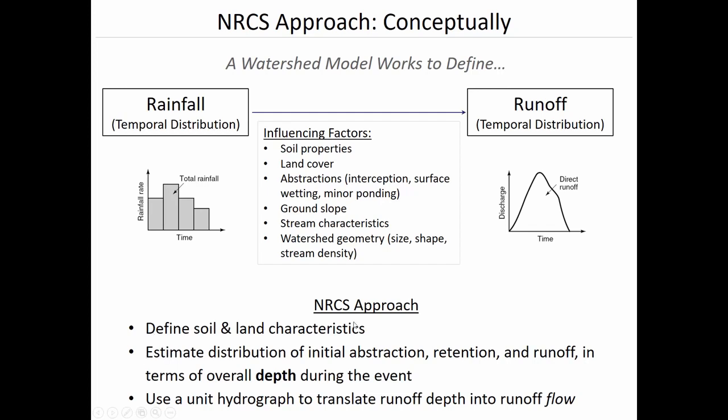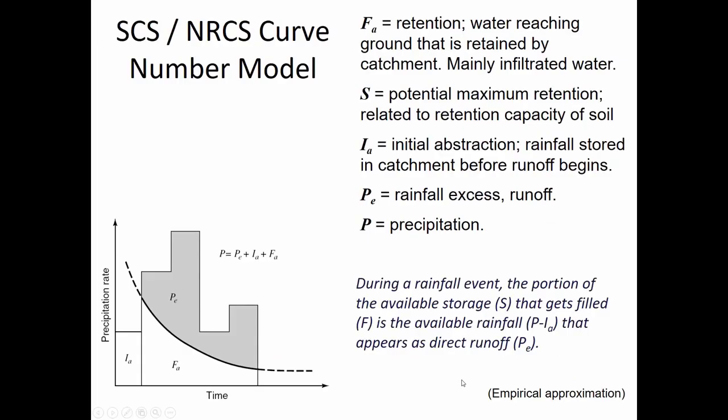The other thing that the NRCS method does is estimate the distribution, the timing of it. So when these different things kick in, like when the initial abstractions are satisfied, when the runoff will occur, and it translates the flow from the runoff depth using a unit hydrograph. So here's the model. This is a conceptual model, and we're looking at a hyetograph to begin with.